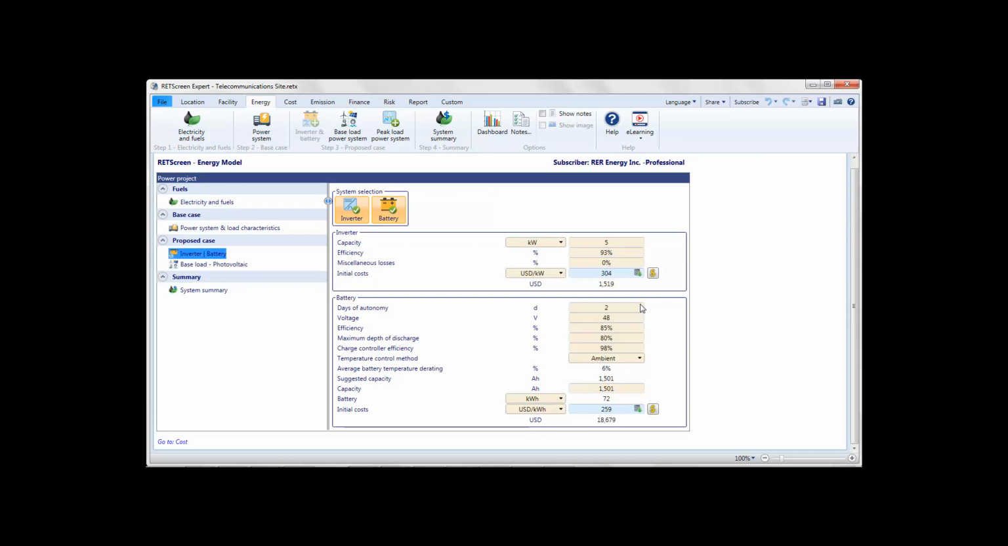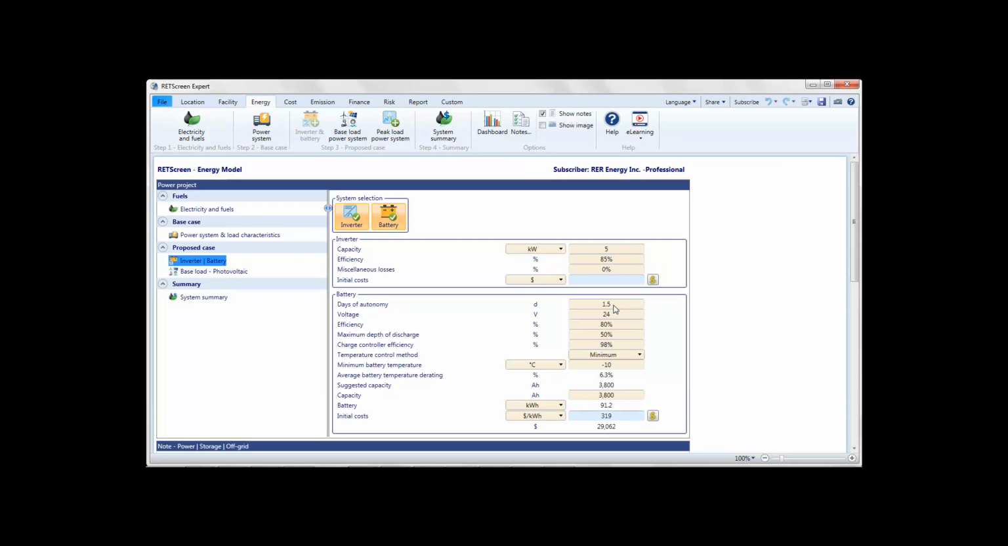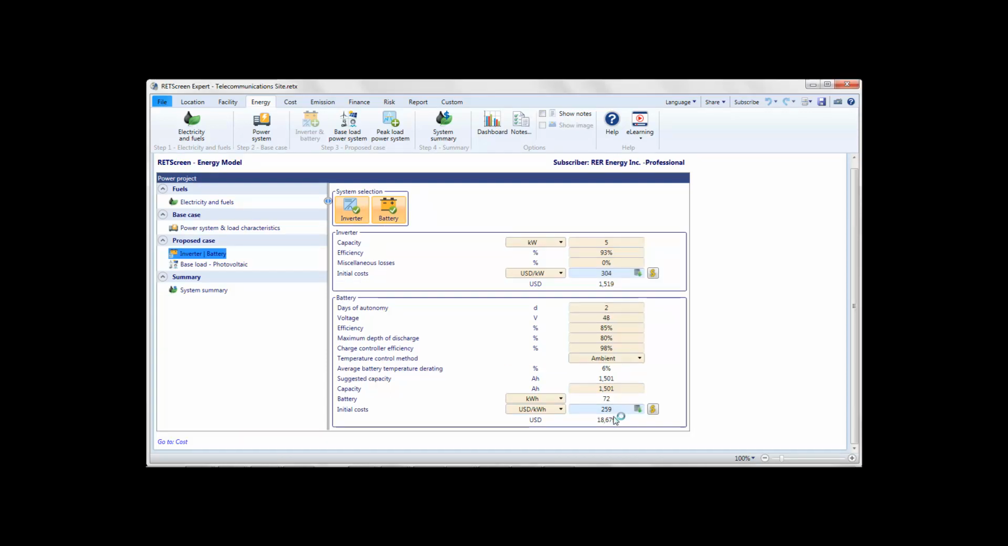Looking at the battery here, we chose 2 days of autonomy and ended up with a 72 kilowatt hour battery. This was based on a maximum depth of discharge of 80%. They have chosen 1.5 days of autonomy, so less autonomy, but they've limited the depth of discharge to 50%. And as a consequence, they've ended up with a significantly larger battery, 91.2 kilowatt hours. Also, the battery is more costly, $319 versus $259, although actually that works out to pretty much the same price in Canadian dollars.